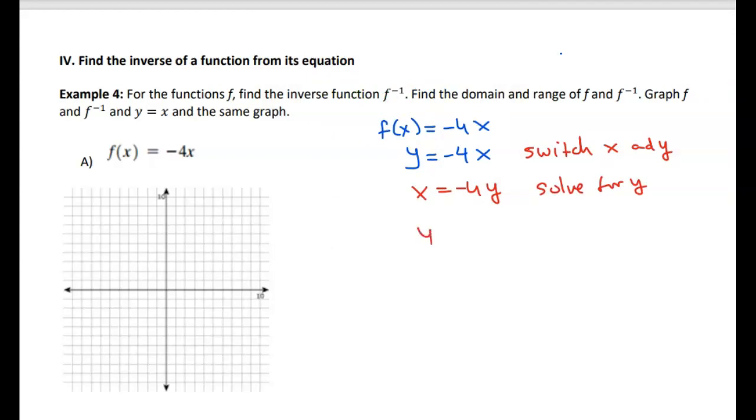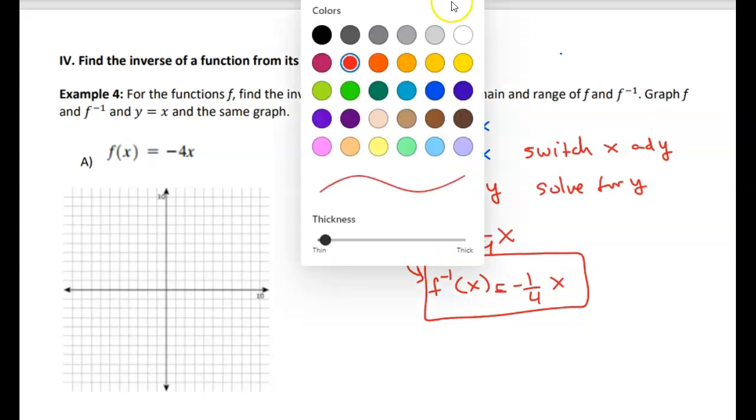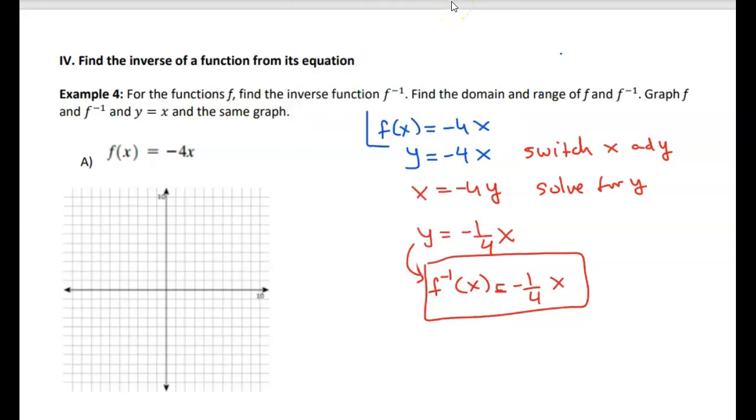So we get y equals negative 1 over 4 times x. This is the equation of the inverse. So the inverse of the function is negative 1 over 4 x. This was the inverse, and this is the original function. You can see the domain of both is all the real numbers.